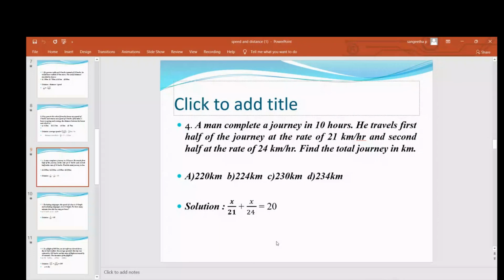They have given options. So the first half of the journey is x distance, we don't know, so I am considering x divided by 21. The second half of the journey is x by 24, so that is equivalent to totally 20 hours. So solving this equation, we find the value of the answer. So you can get 224 kilometers.